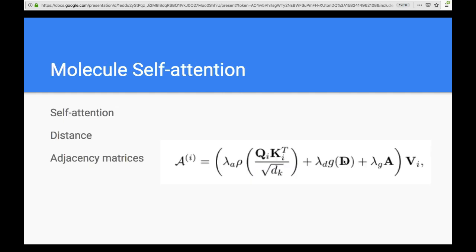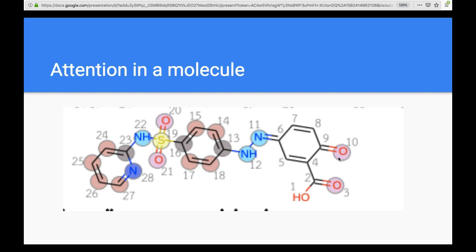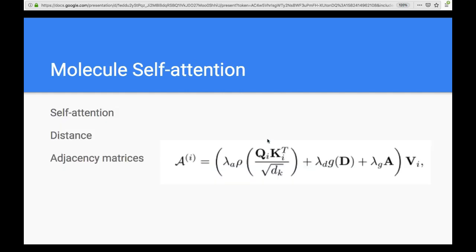Additionally, the model also knows the distance between them, and that's very important because, for example, atom number 7 will be next to atom number 6 and number 8, but maybe their distances are different. Maybe number 7 is closer to number 6. In that context, you will not know this from the adjacency matrix, but you will know it from the distance matrix. So that's how it works.